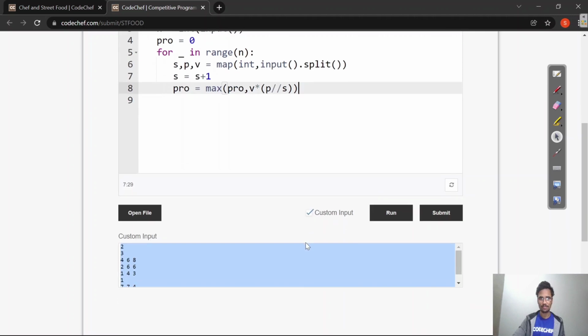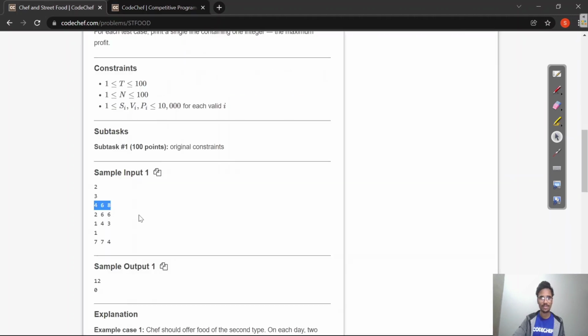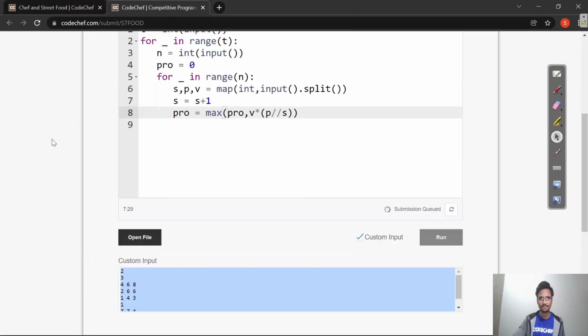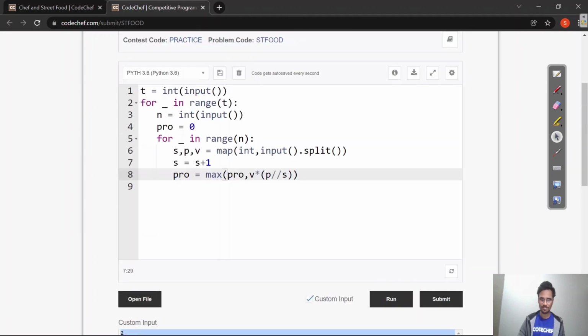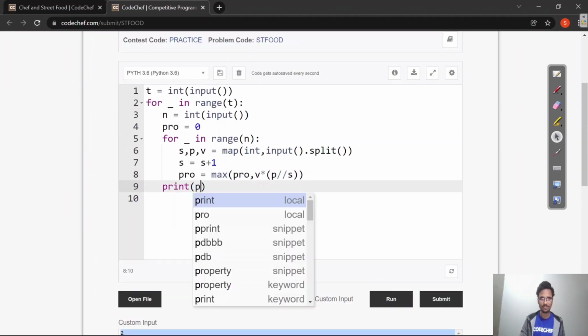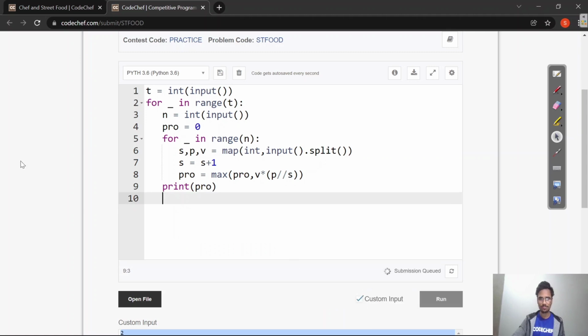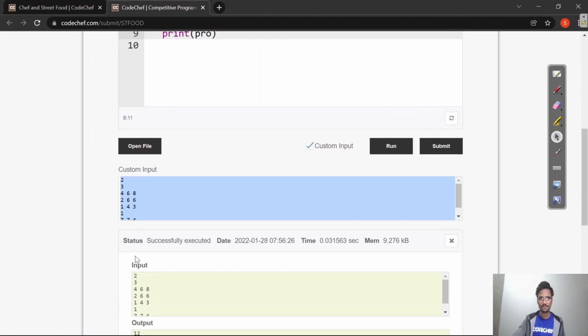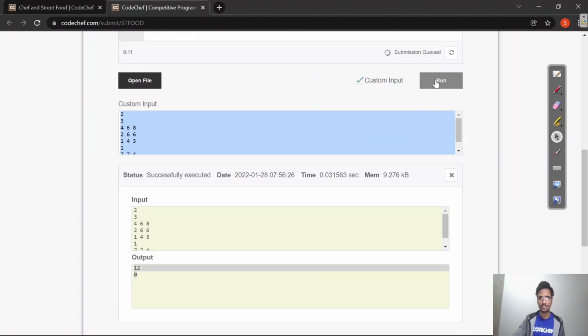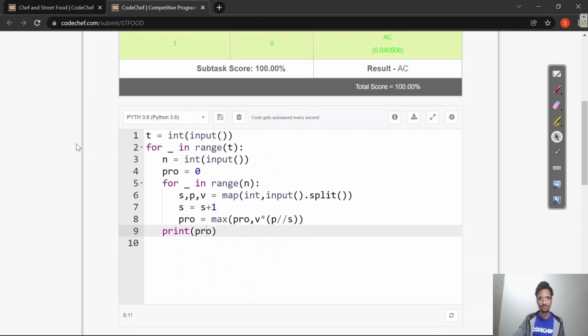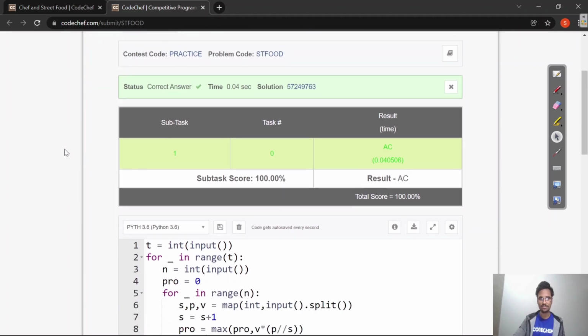Now let's run on these test cases. So our answer will be 12 and 0. Okay, we didn't print our pro, so simply print. So our answer is 12 and 0. Now let's submit this. Okay, so this is our Python solution.